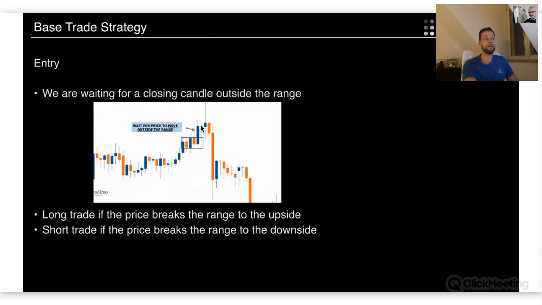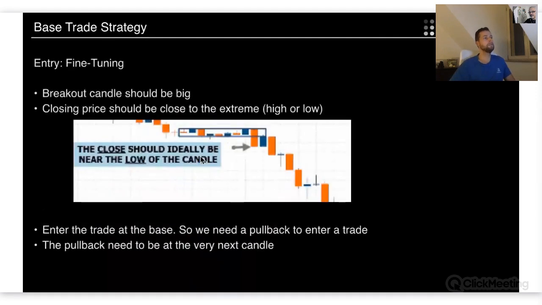If you have a break to the downside, and remember, guys, this is for trend following as well as for counter trend, so if the candle goes to the downside and the closing price is below the box, then of course you have a signal for a short trade. But this is not all about it. You need to have some other things to consider.